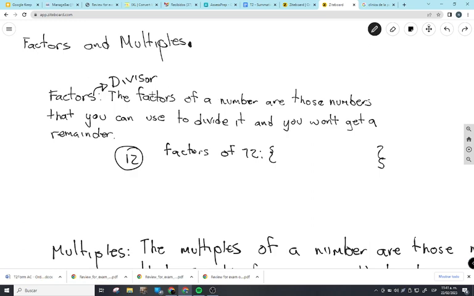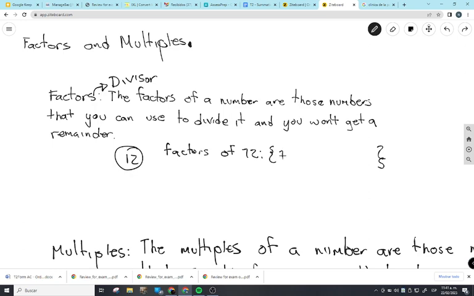Let me explain what I mean here. And we're going to try to find the factors of 12. So remember all of those numbers that you can use to divide it. So let's start in order.